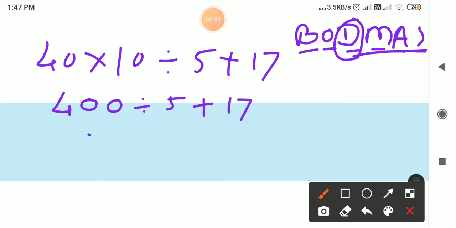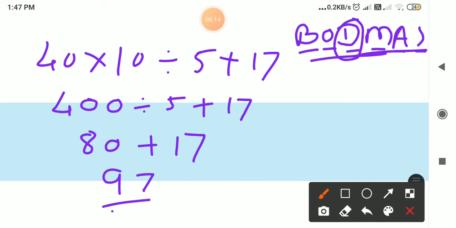So 5 8s are 40 and 0. If you divide 400 by 5, you will get the answer 80. And then write the 17. And according to the rule, now only addition is left, and the addition of this is 97. So by using the BODMAS rule, we have to solve the expression step by step.